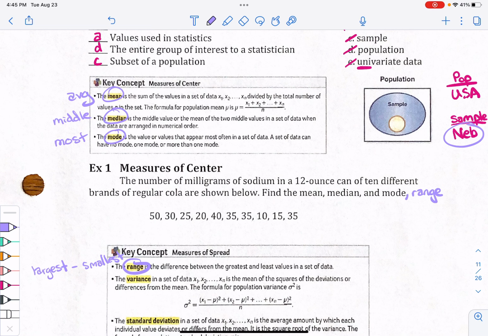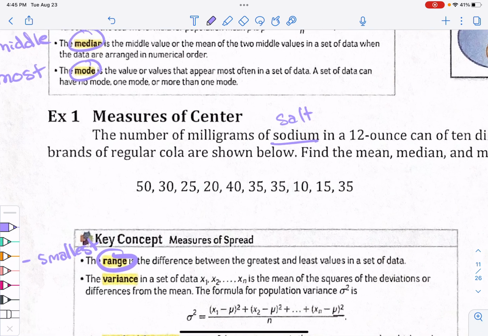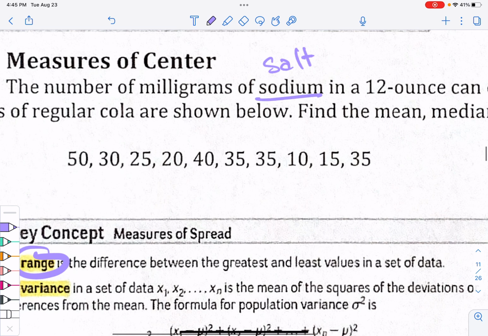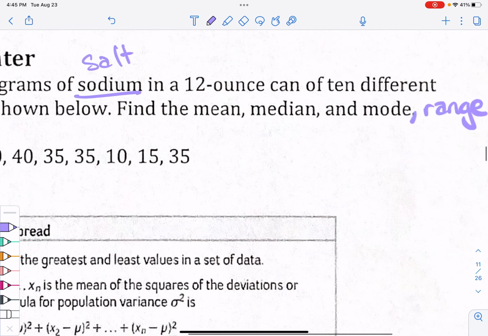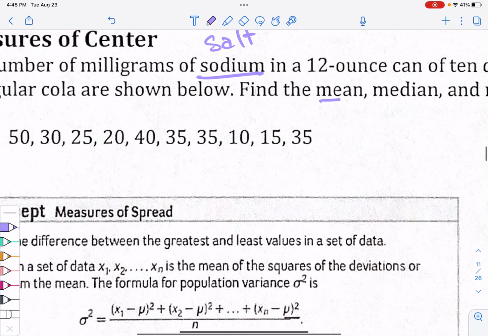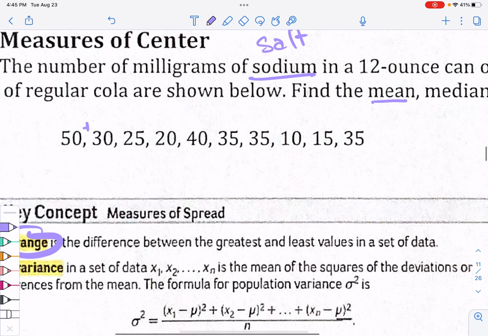So example 1, they give me 10 numbers here, the number of milligrams of sodium, which is salt, in a 12-ounce can of 10 different regular brands. So there's 10 different brands of soda shown here, and we're trying to find their salt content or their sodium content, okay? Find the mean, median, mode, and range. All right, to do the mean, to do the average, all I need to do is add each one of these together, add them all up, and then divide by the number of numbers there are, which is 10, okay? If I add them all up together, I did this already, it was 290, I'm going to write it over here.